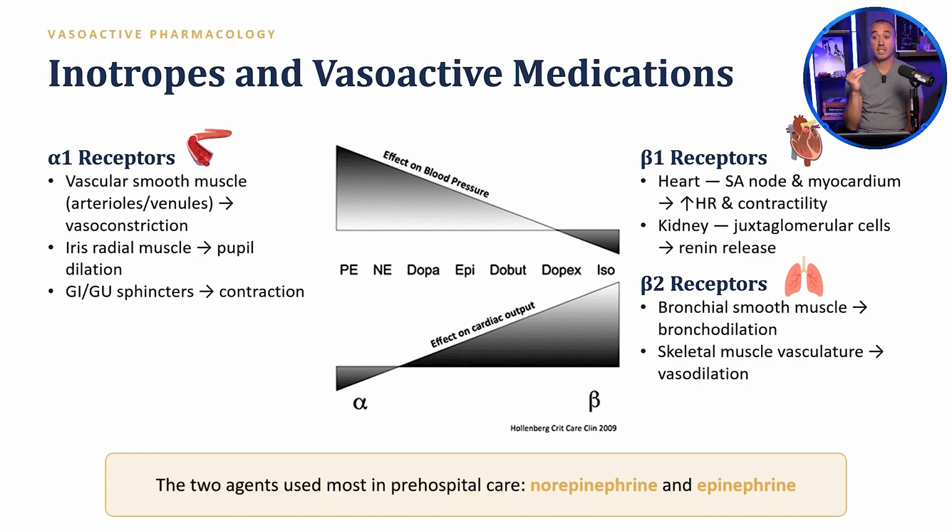Beta 1 receptors are the heart, okay? So that's going to affect the contractility, but also increase heart rate. Beta 2 receptors are the lungs, and that is going to cause bronchodilation of those smooth muscles.